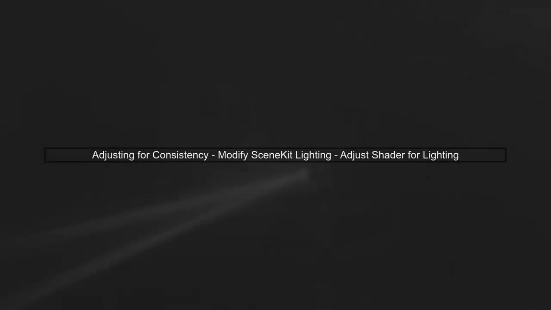In contrast, when using MTK view, the colors may appear darker due to the default lighting settings or additional effects applied in that context. To ensure consistent color output, you can adjust the lighting settings in SceneKit or modify the shader to account for lighting effects.